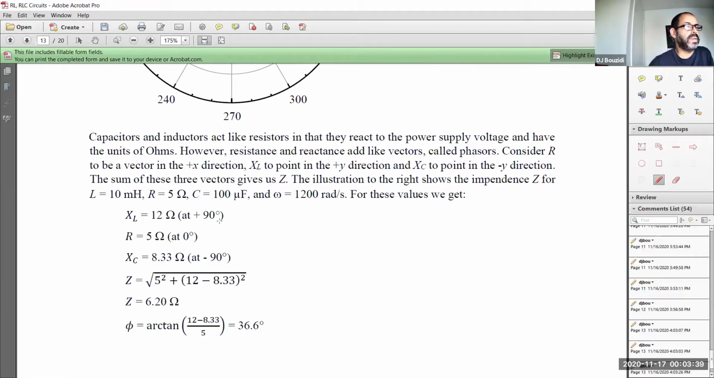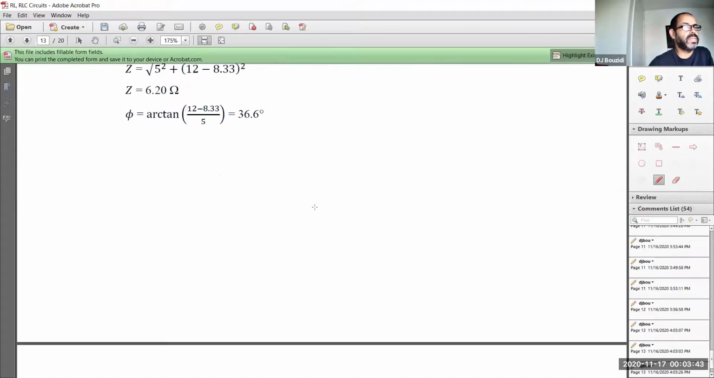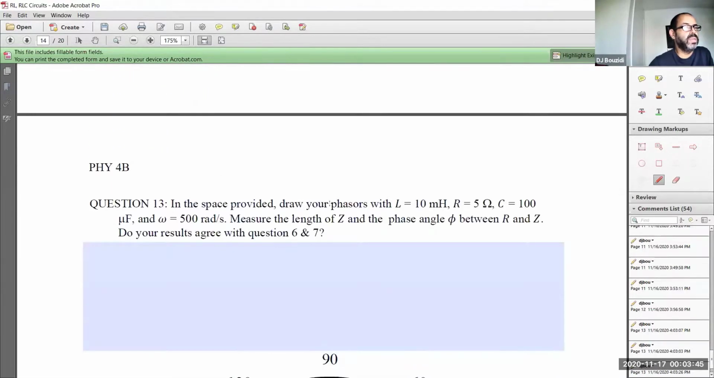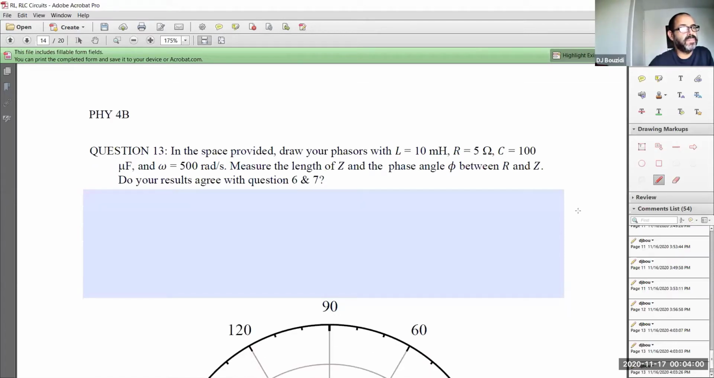So the XL is ahead by 90 degrees at 12 ohms. So you're going to replace the values and use the identities to find all of these answers. We're going to get more into it on Wednesday when we meet for class, okay? Don't forget that I promised to do problem 59 from chapter 30 first, which we need to do. So in the space provided, draw your phasors.